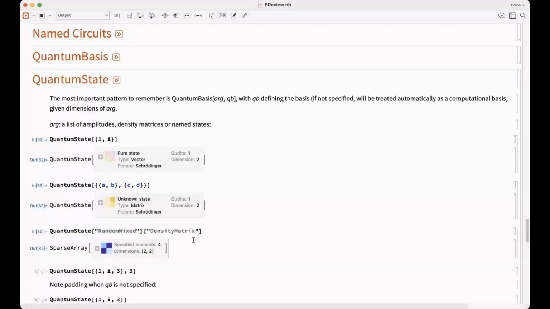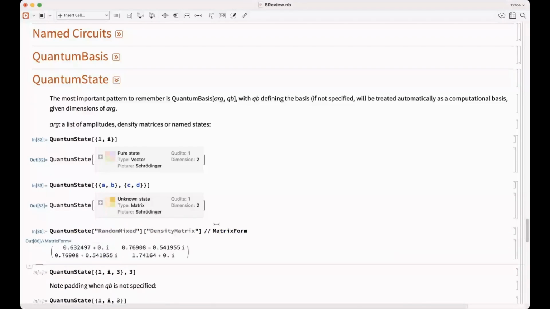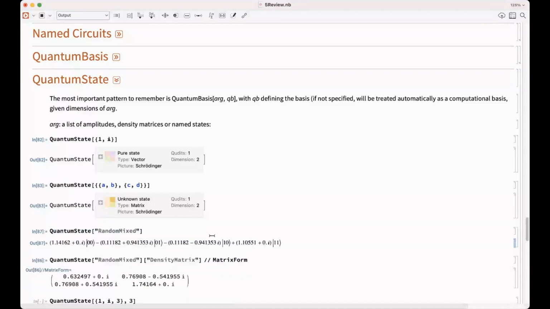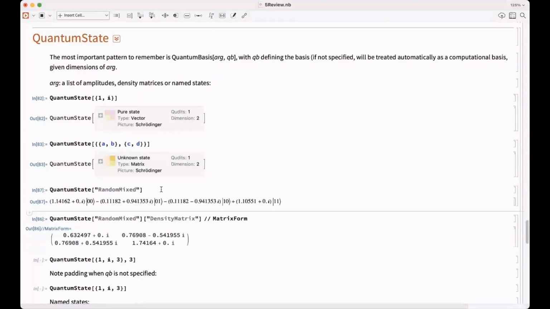Maybe if you show the matrix form, so that's a density matrix. Now, if you want to see it, Nick showed in a traditional form, those Bra-ket directly on the quantum state. So as usual, what Nick did here is literally the same way that we do it for operators and the circuits. Just ask for the traditional form, or ask for the density matrix and the corresponding matrix form.